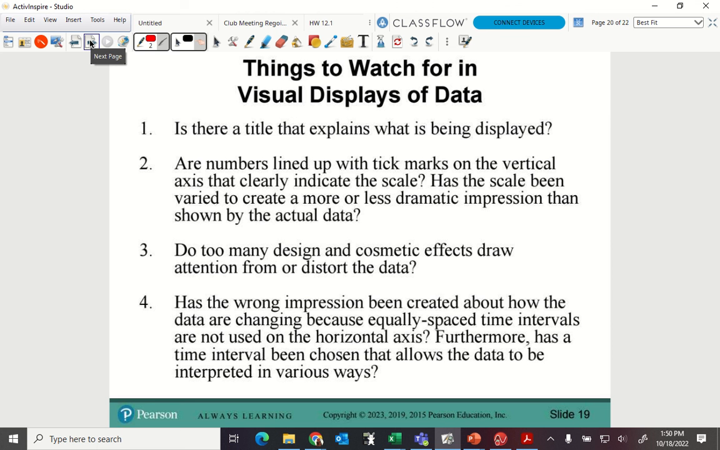All these things are important. Is there a title that explains what is being displayed? Okay. Does the number line up with tick marks on the vertical axis to clearly indicate the scale? That's important. Okay?